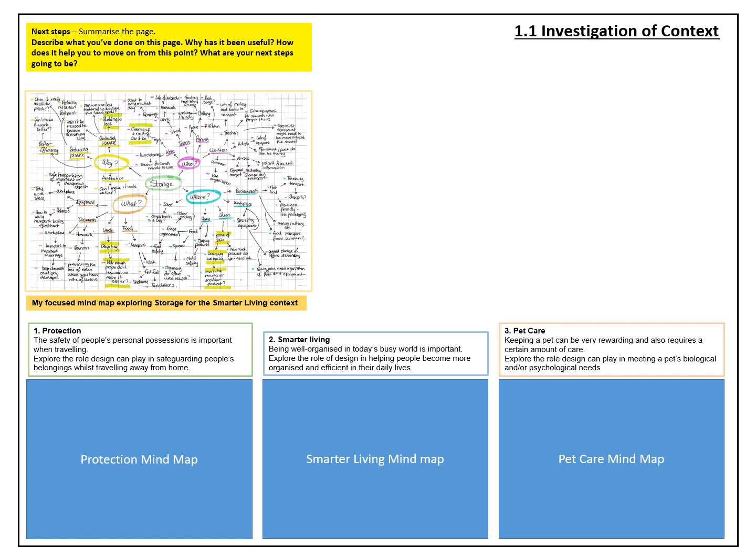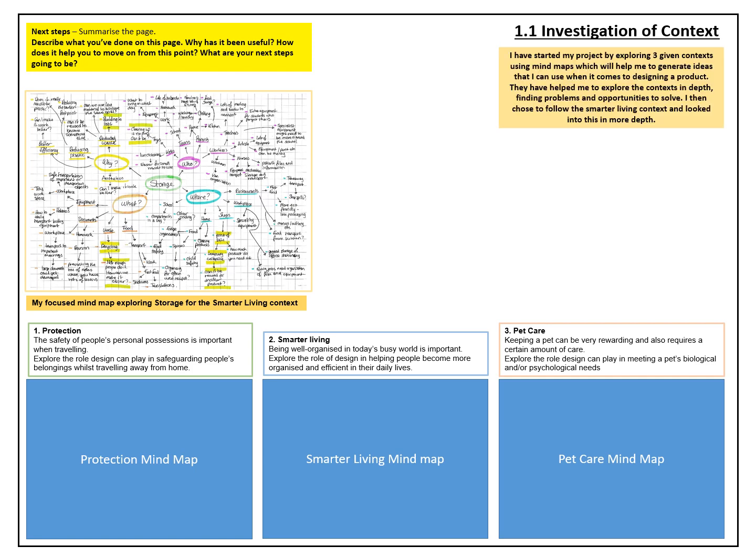So looking into more detail and more depth about what kinds of storage there are, who has problems with storage, what are the problems that they have with storage, when might it affect them, why might it affect them, where might it affect them. So your focus mind map will go on the left here. Up on the right, you have a small paragraph describing what you have done on this page. So why did you make mind maps? How have they helped you and how will they help you moving forwards?